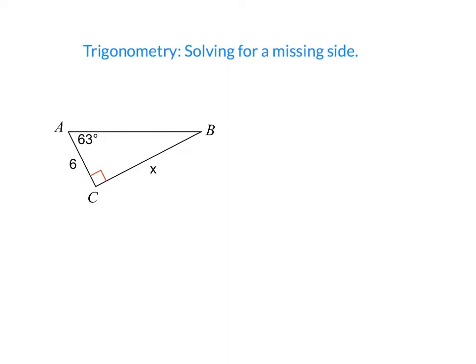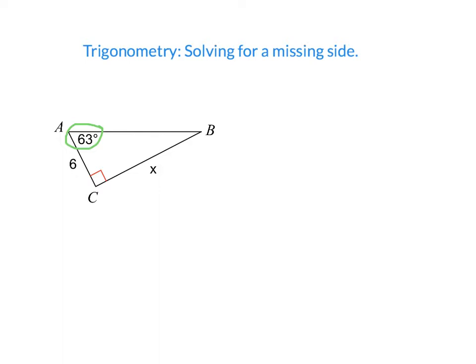Today we're going to use our trigonometric ratios that we've learned, along with our calculators, to solve for missing sides of a right triangle. And the way we attack this is, first of all, we take a look at the fact that we're given a particular angle. In this case, we're given a 63-degree angle. And from there, we can label all of the sides in this right triangle.